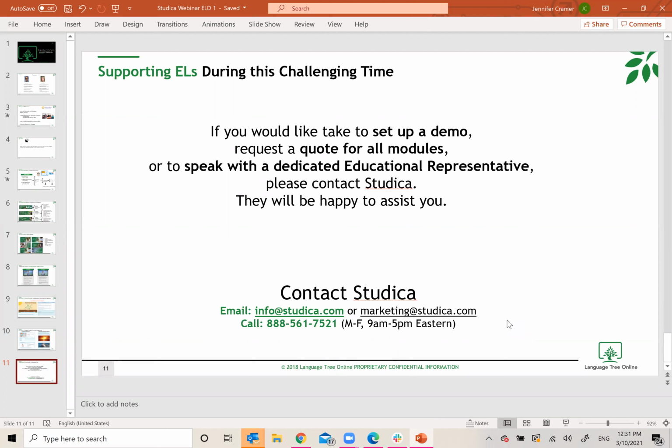The next question, what districts in Connecticut are you currently using this program with their English learners? Great question. I'll take that. I can't off the top of my head think of a district in Connecticut, to be honest with you. We have some districts in Florida, in Colorado, in California, in Tennessee. I'm just trying to think. I can't think of anybody in Connecticut.